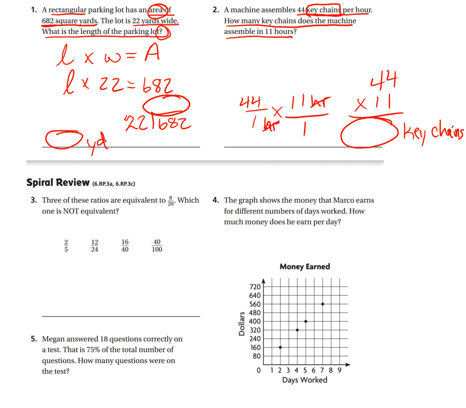All right, number 3. 3 of these ratios are equivalent to 8/20ths. Which one is not equivalent? Okay, so we just need to set them up and check. 8/20ths, is that equal to 2/5? Well, if I divide 8 by 4, I get 2. If I divide the denominator by the same thing, 20 divided by 4, yes, equals 5, so that one works. I can already tell it's going to be this one, because I know 12/24ths right away. I can see that's equal to 1/2. But let's just prove it.